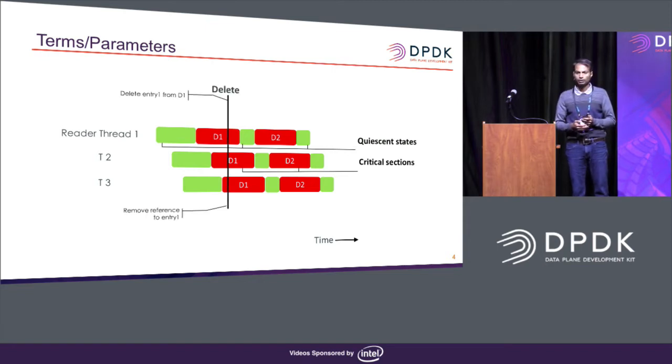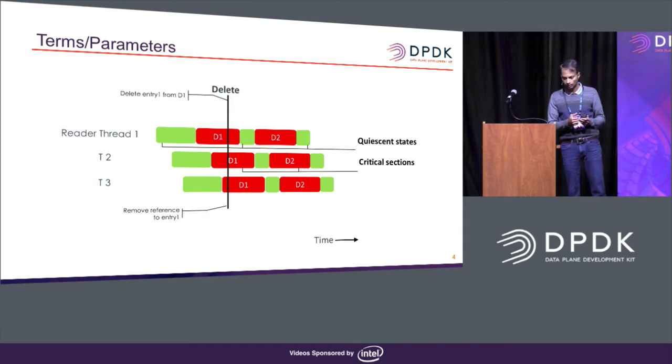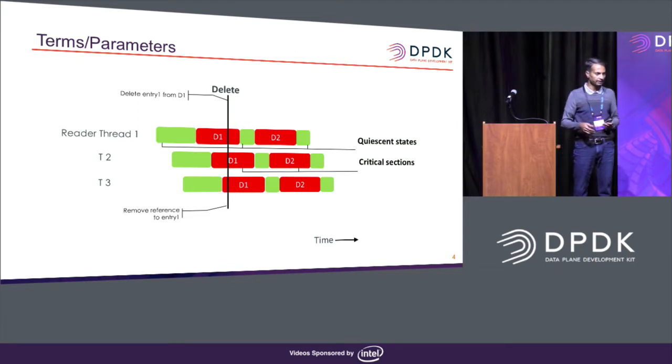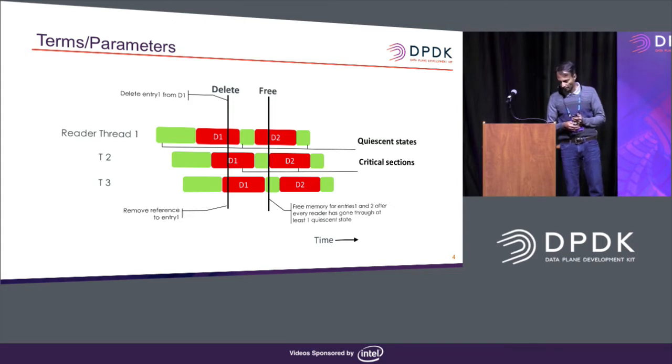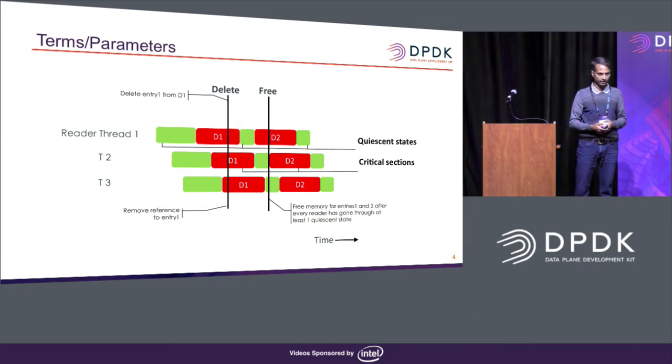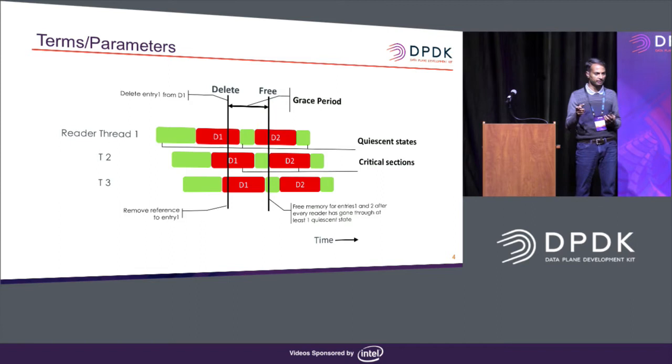So now, you want to delete an entry from the data structure. At that point, the delete comes along, but we cannot free the memory at that very point because, as you see, the reader threads might be using that entry that you want to delete. So you have to wait till the reader threads are done using that entry. So where is that place in time? This is the place in time where you can go ahead and free the memory associated with that entry. So this time gap between delete and free is the grace period.